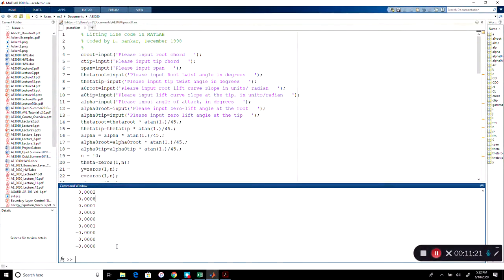Okay. So you can run the MATLAB program, prandtl.m, for any incompressible wing that's not swept backwards or swept forwards. If you have a swept wing, you have to use another program called a lifting surface program. There is a program called AVL that we will cover in a future lecture, and that's what you will be using for your second project, the AVL project, in this course.